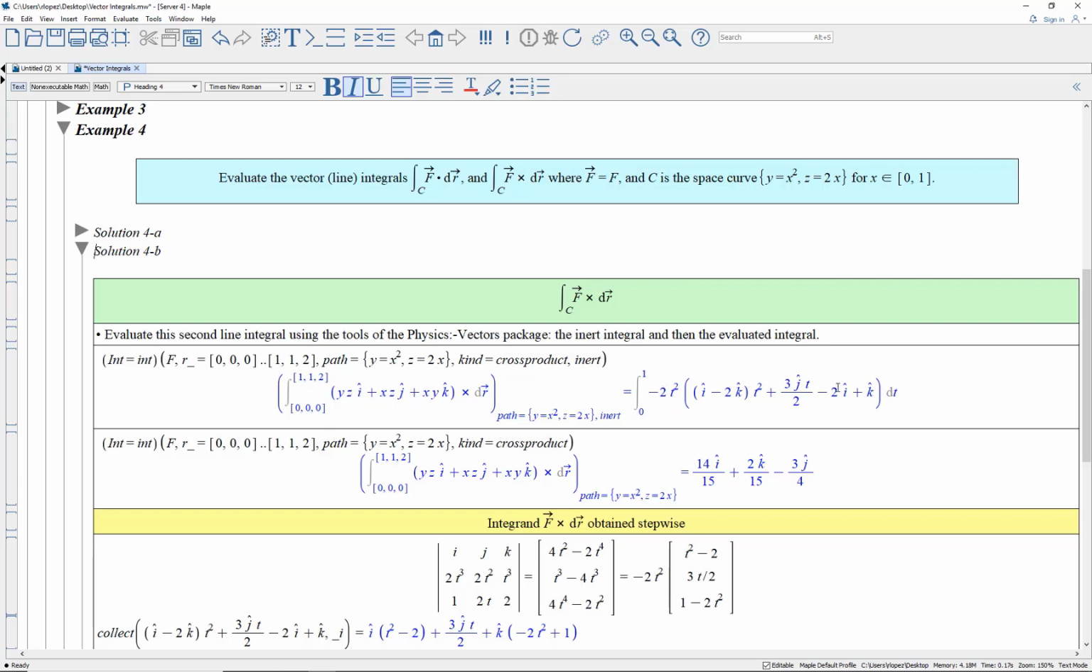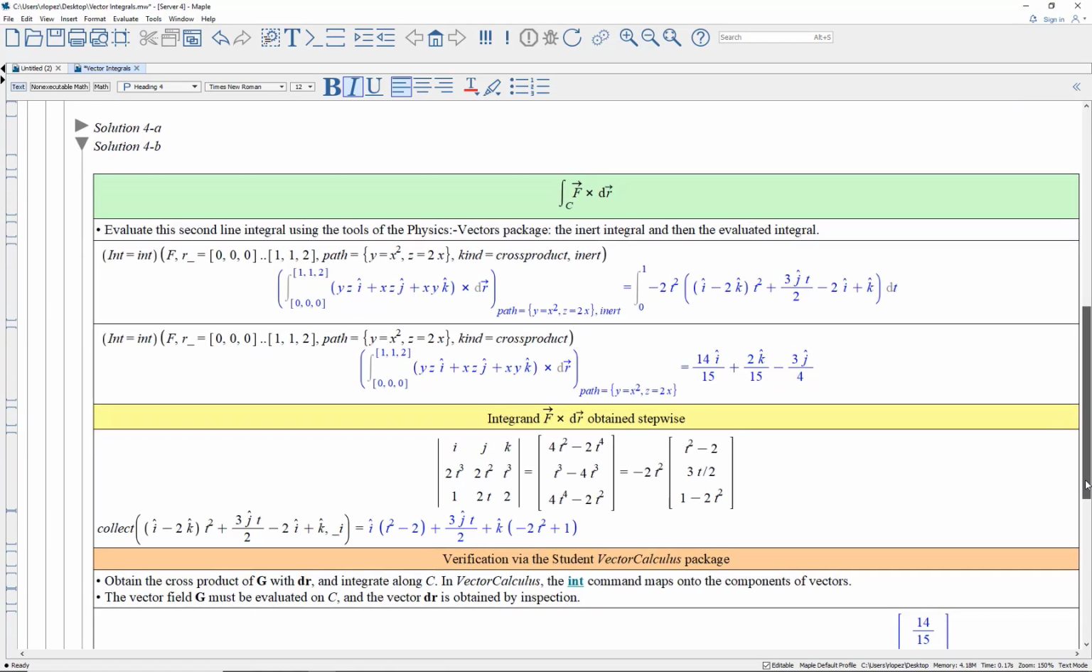Now, go back up in here. I just grabbed this piece right here. I left the minus 2t squared out. I grabbed this piece, brought it down here, and applied the collect command with respect to the component i, the variable i, and you get this vector, t squared minus 2, which is that, 3/2 t, which is this, and 1 minus 2t squared, which is this. So just doing this cross product by brute force, you see that this is the integrand.